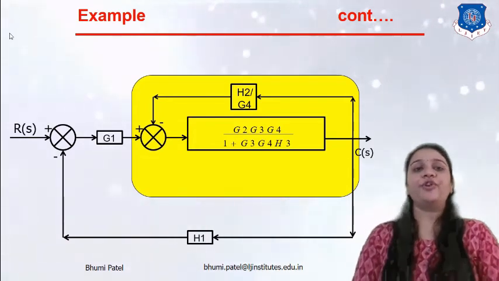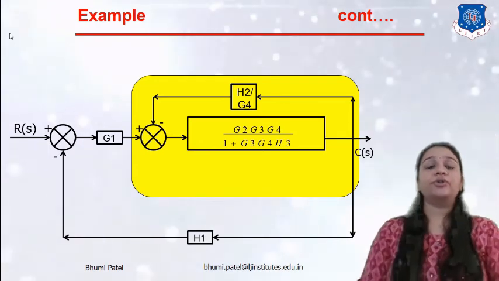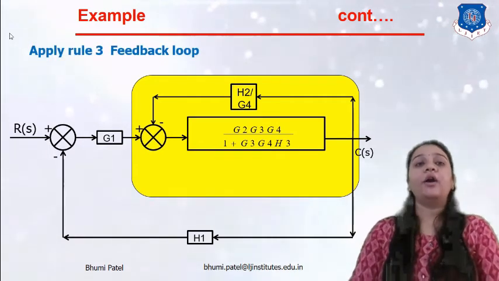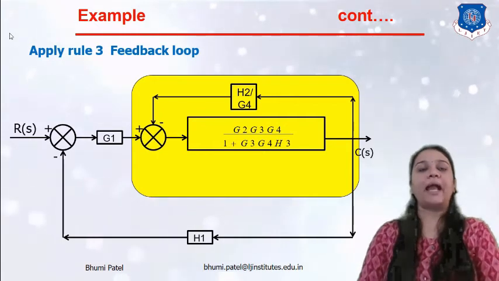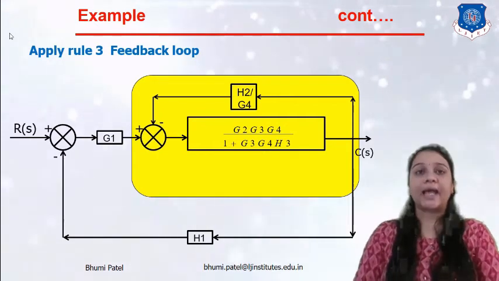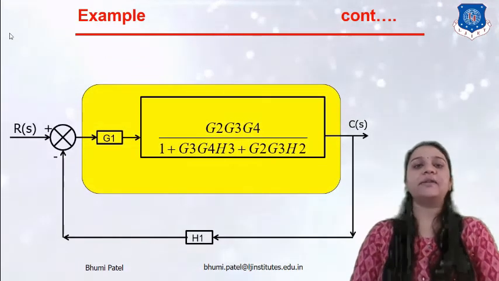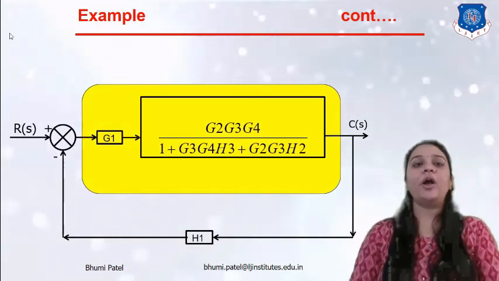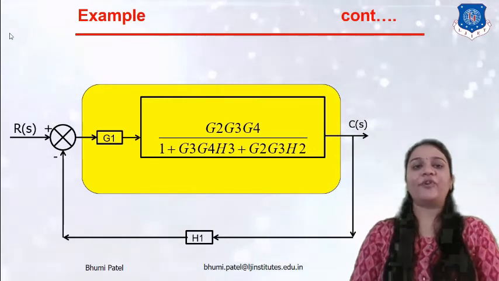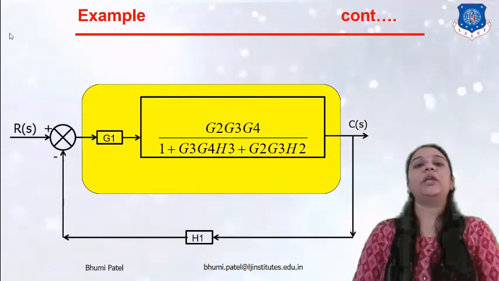Now H2 G4 is connected with this block. So here we can apply rule number 3, feedback elimination rule, and the sign of the feedback loop is negative. So the final answer is G2 G3 G4 upon 1 plus G3 G4 H3 plus G2 G3 H2.